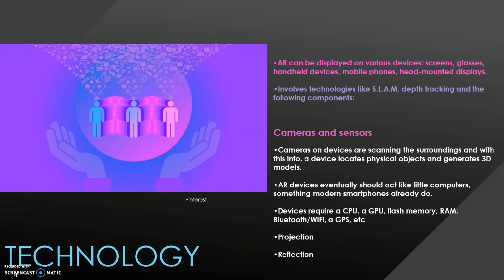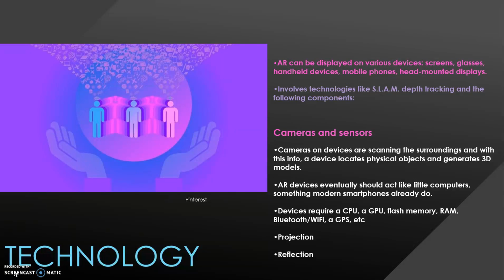So some of the technology behind augmented reality is displayed today in various ways through various devices. So we're seeing it now through screens. You can view it with glasses, handheld devices, mobile phones, head-mounted displays, anything along the lines of that. Augmented reality for many of us implies this technical side, and we might be thinking, how does it work?